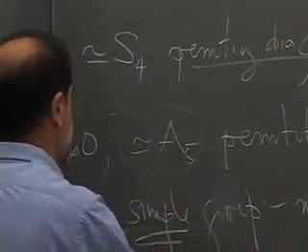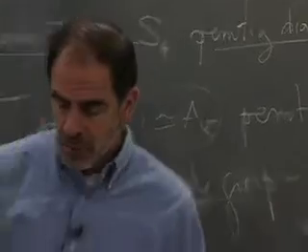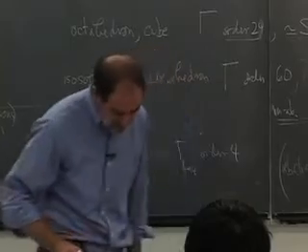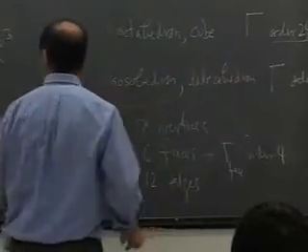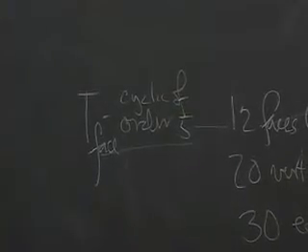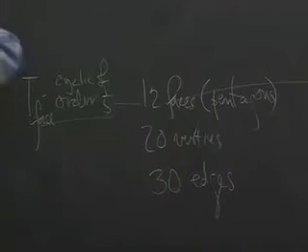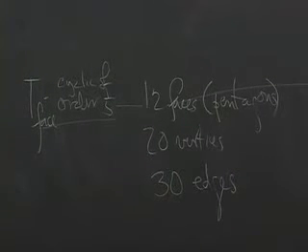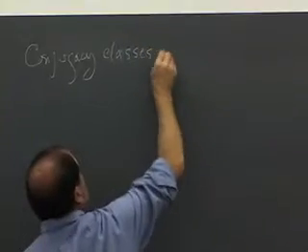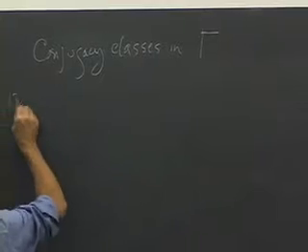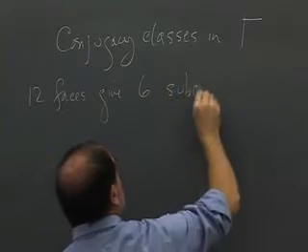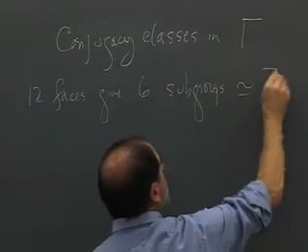What I'm going to show you is that it's a non-abelian simple group. So to do that, we have to figure out what are the conjugacy classes. Okay. Now the 12 faces, I claim, give me 6 cyclic subgroups of order 5. So we're now going to work out the conjugacy classes in gamma. So the faces give 6 subgroups isomorphic to Z mod 5.